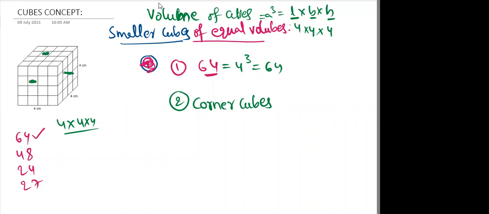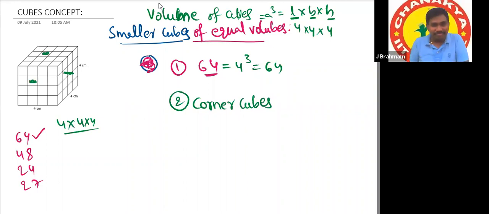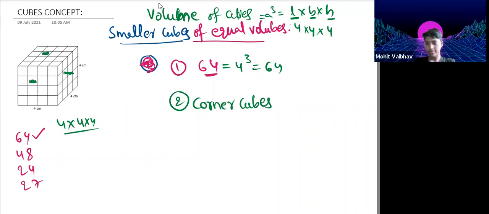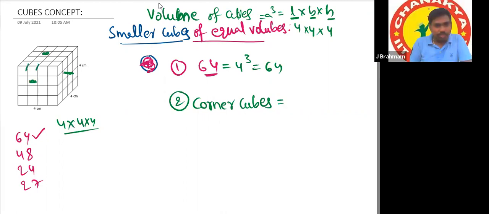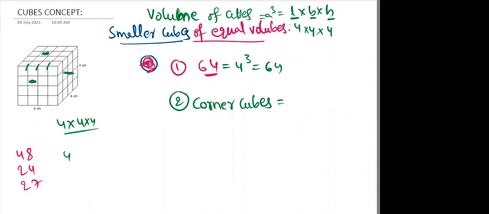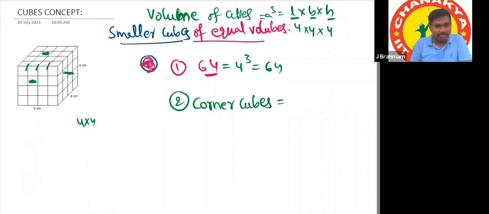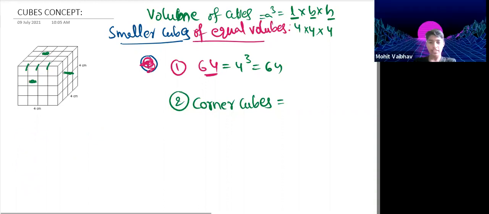How many corner cubes are there? 8, sir. Only 8, because there are 3 cuttings, that's why you are saying 8. Suppose there are 4 cuttings, then how many corner cubes will there be? Still 8. If there are n cuttings? Still 8, sir, because there are 8 corners, so 8 corner cubes.